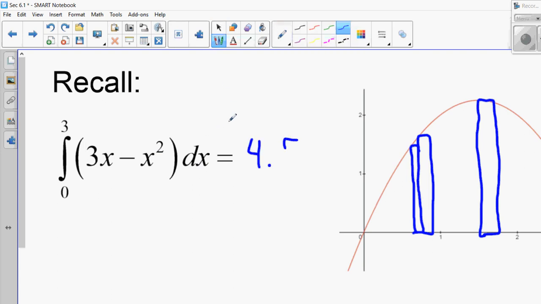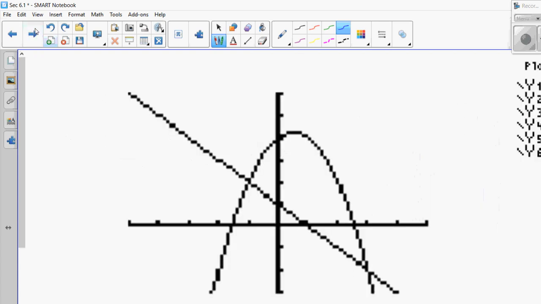Okay. Now, what we are looking at today is not just finding the area underneath one function, the area between that function and the x-axis. We're trying to find the area between two graphs. So consider this. I have two graphs here, 4 plus x minus x squared and 1 minus x. And what I want to do is find this area between these two curves. So let's talk about how we can do it.